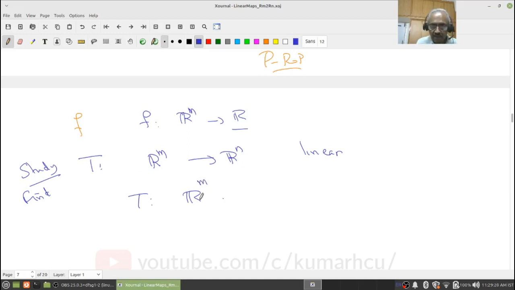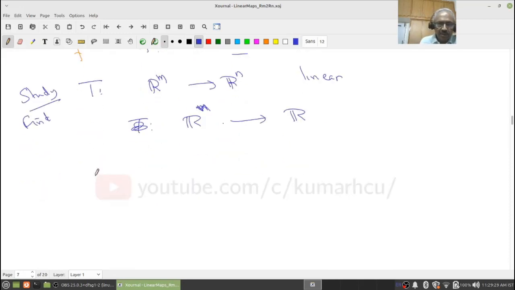Okay, let us look at Rn. Okay, let us look at Rm to R. Can you think of linear maps? Simplest linear maps.